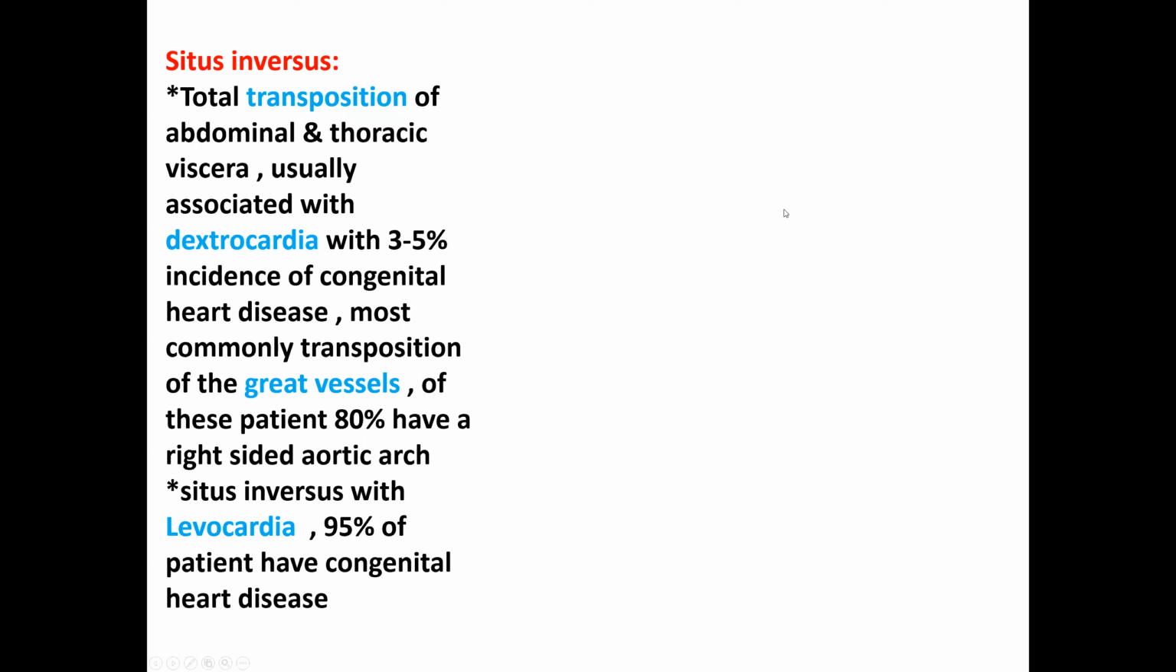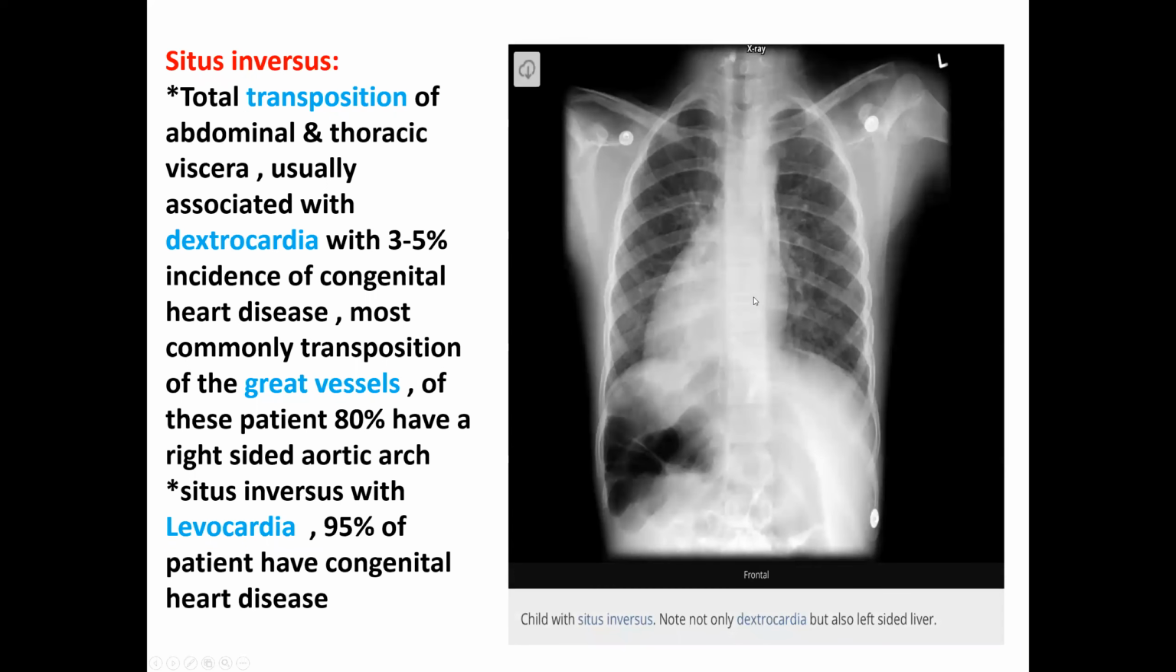This is a PA view of the chest and upper abdomen. We see the heart shadow on the right side, with the left hemidiaphragm seen higher than the right hemidiaphragm. And here the shadow of the liver is on the left, with gas in the fundus of the stomach on the right. So this is situs inversus.